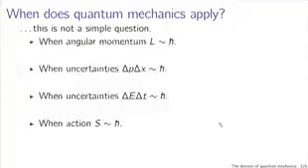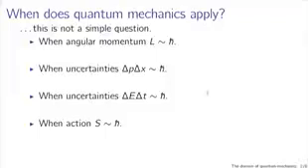Doing things more mathematically, quantum mechanics applies, for instance, when angular momentum L is on the scale of Planck's constant, or the reduced Planck's constant, h bar. Now, h bar is the fundamental scale of quantum mechanics, and it appears not only in the context of angular momentum. Planck's constant has units of angular momentum, so if your angular momentum is of order Planck's constant or smaller, you're in the domain of quantum mechanics.